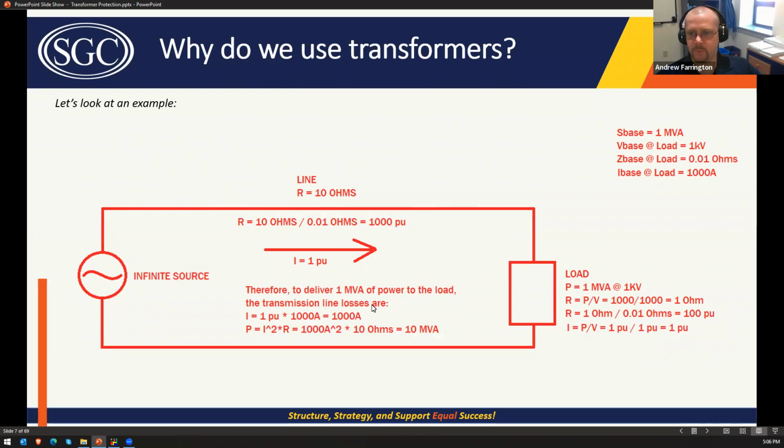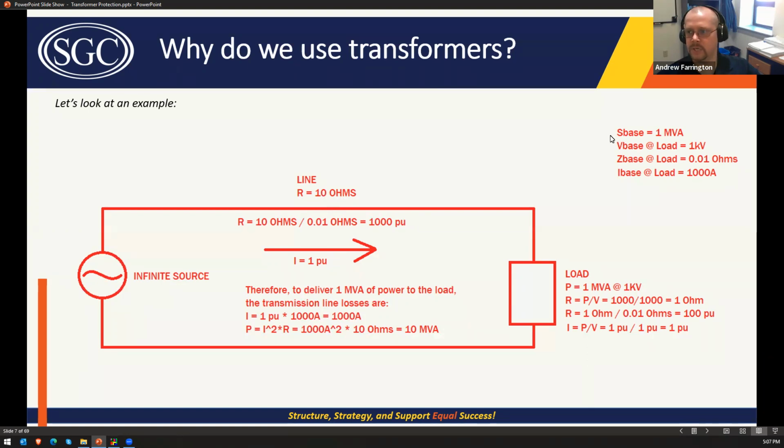I just came up with this in Paint, so I apologize for the messiness, but I think this will demonstrate the point. If we have an infinite source, say this is our system, and then we had a transmission line with a resistance of 10 ohms, and we had a load that wanted 1 MVA at 1 kV. In this system, we're operated at 1 kV.